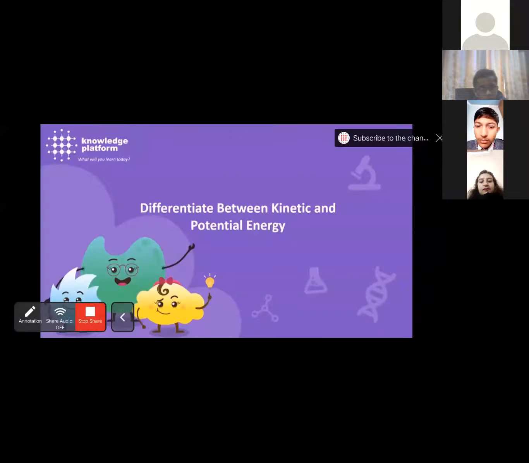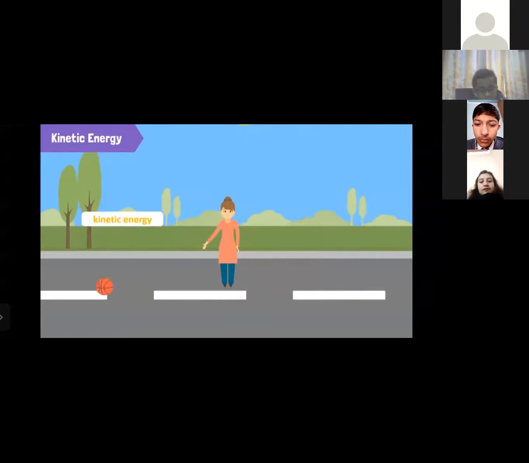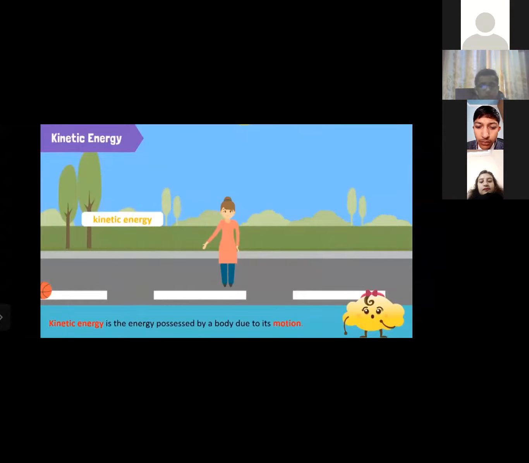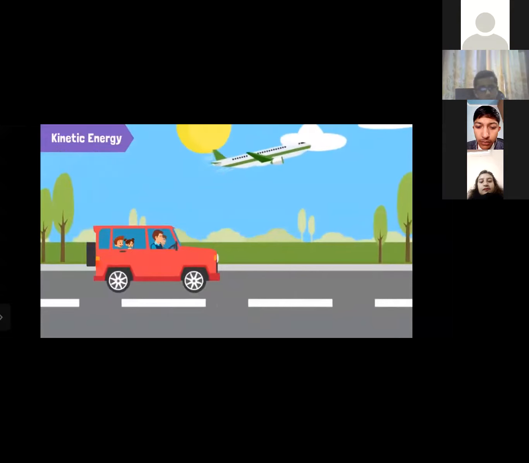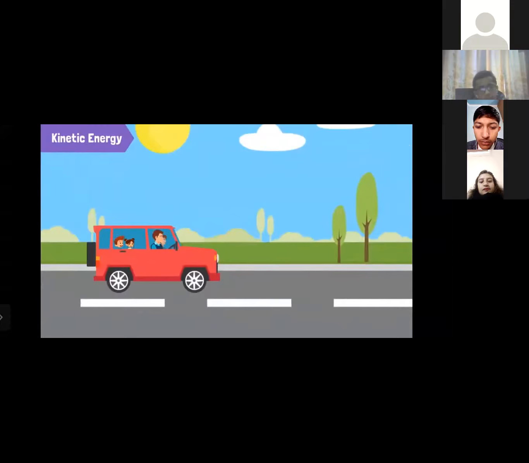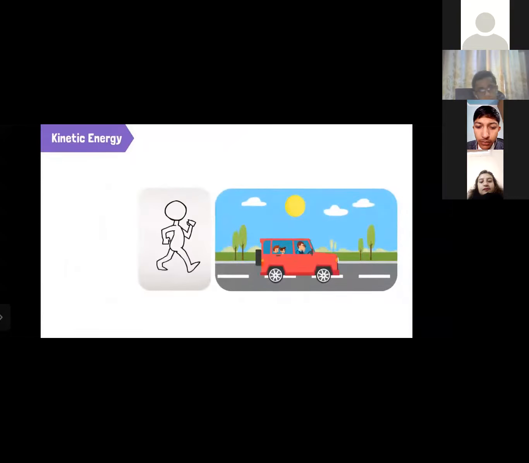See, what is the topic? Difference between kinetic energy and potential energy. Here, a lady is carrying a basketball and she has thrown it up. So we all know she has given it motion, so the energy possessed by it will be kinetic energy. Kinetic energy is due to the motion of the body. As a car is also moving, this aeroplane is moving, the energy possessed by both of these is also kinetic energy.